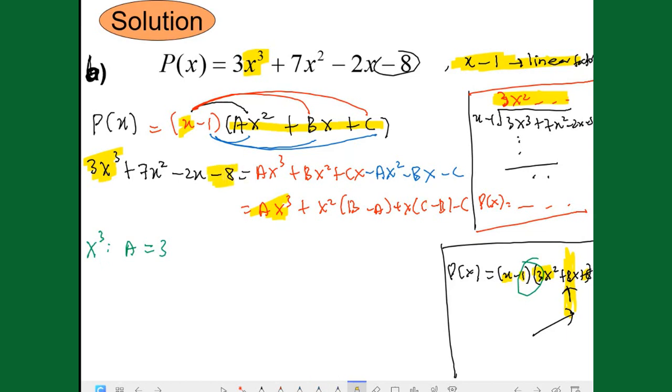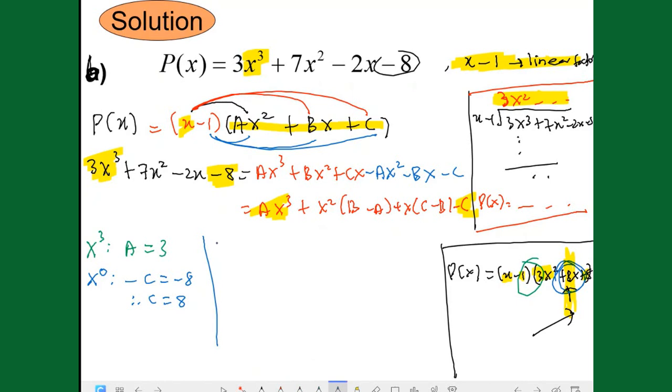Hujung constant. Yang ni constant. Negative 8, atau x power 0 is constant. So negative c equals negative 8. Therefore c is equal to 8. Settle. Siapa yang buat macam ni, you kena double check untuk B and then try to find B lah. B kadang-kadang sometimes kita careless.